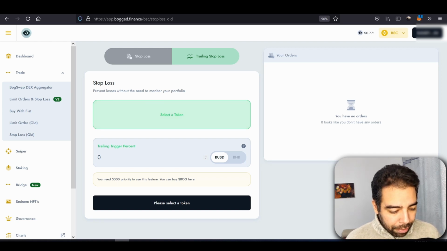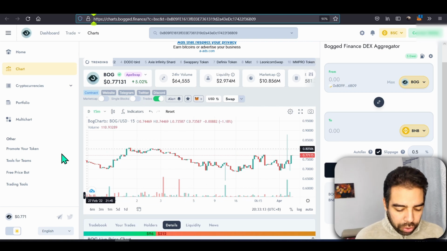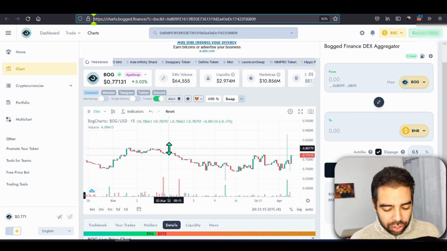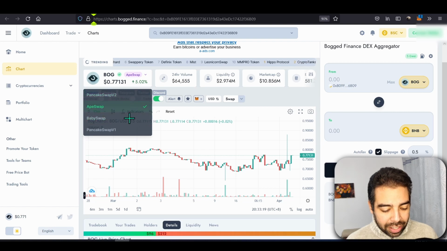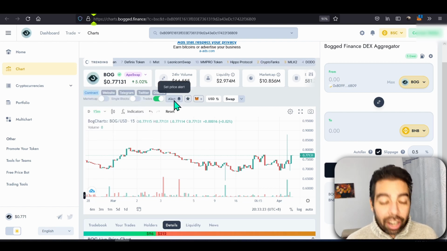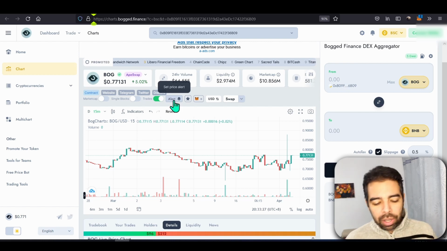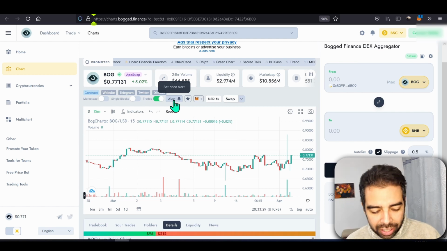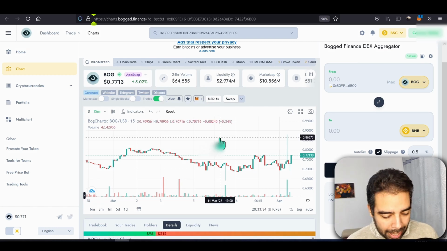Other cool things that you have, for instance, is charting. Of course you can see the charts. Actually, you can select which DEXes, per token. You have other cool features like setting alerts, and you can connect the alerts with your Telegram, so that you can receive notifications on your Telegram when some price hits. So this is super, super cool.